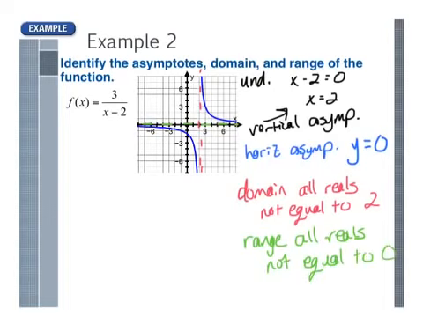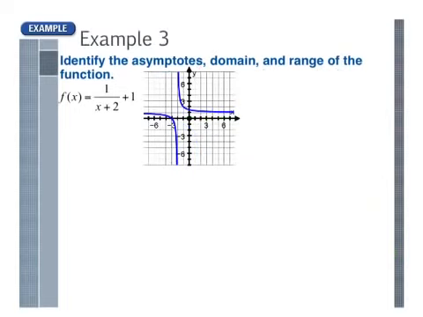0. I'm going to put a little colon here for the range. Let's put one in there for the domain. Okay, so your domain is all reals not equal to your vertical asymptote. Your range is going to be all reals not equal to your horizontal asymptote. Let's do another example.